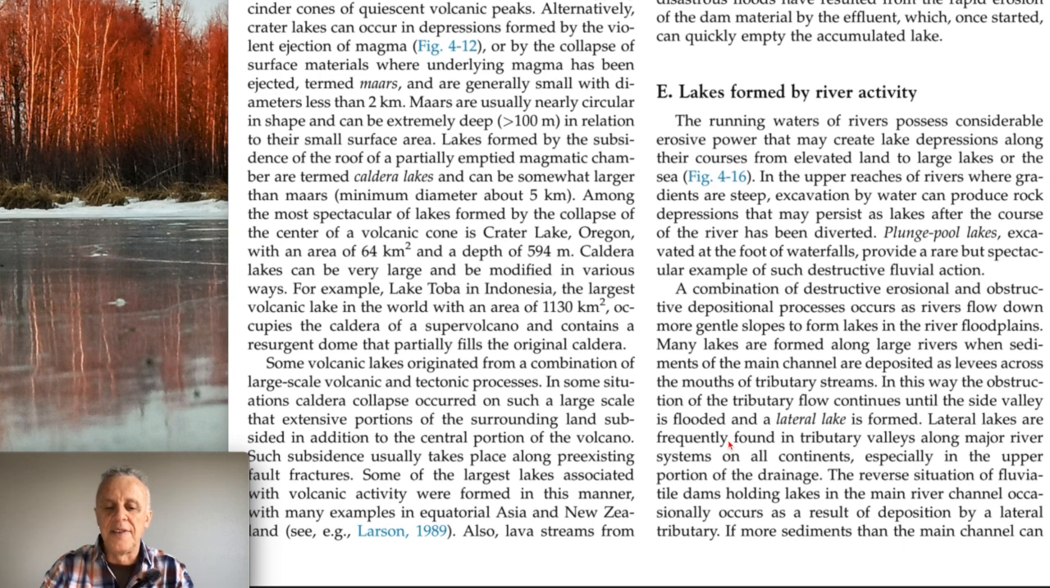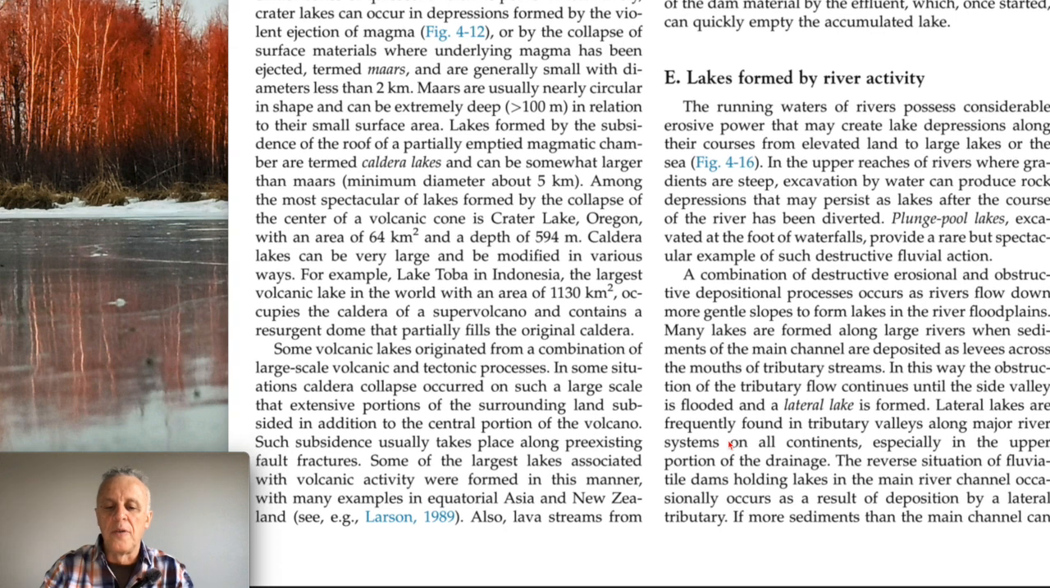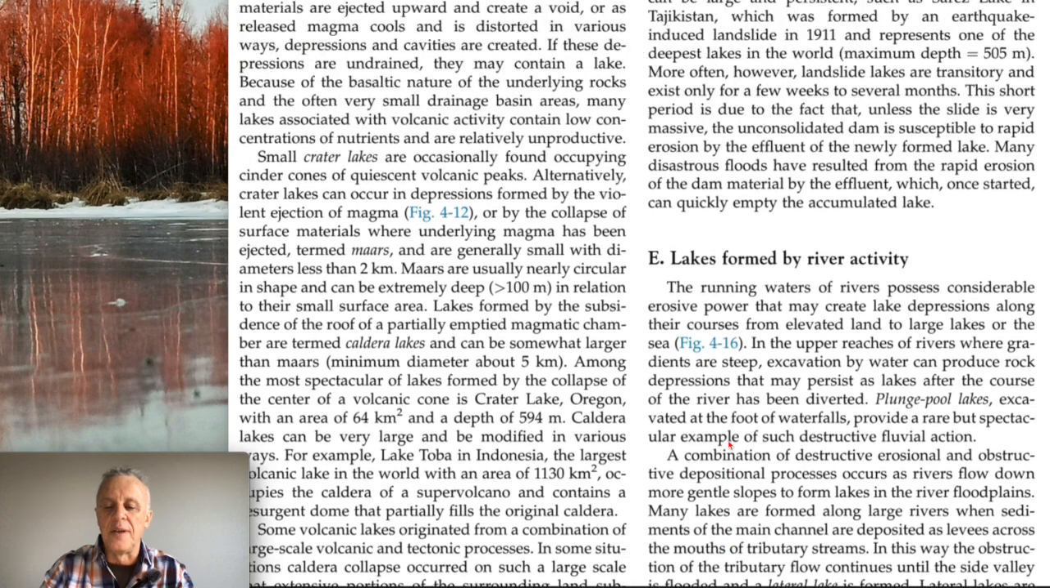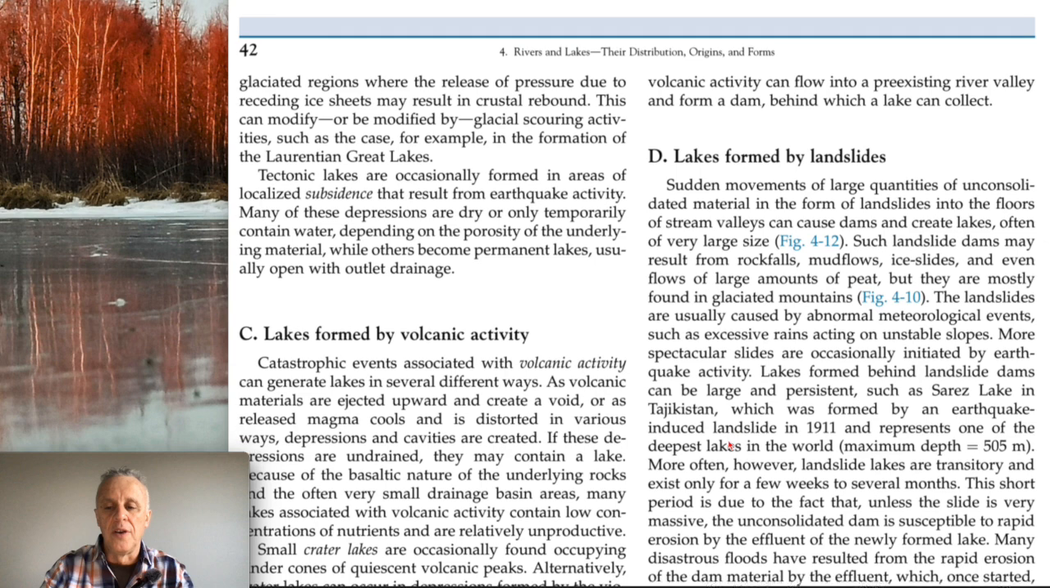In some situations, caldera collapse occurred on such a large scale that extensive portions of the surrounding land subsided, in addition to the central portion of the volcano. Such subsidence usually takes place along pre-existing fault fractures. Some of the largest lakes associated with volcanic activity were formed in this manner, with many examples in equatorial Asia and New Zealand. Also, lava streams from volcanic activity can flow into a pre-existing river valley and form a dam behind which a lake can collect.